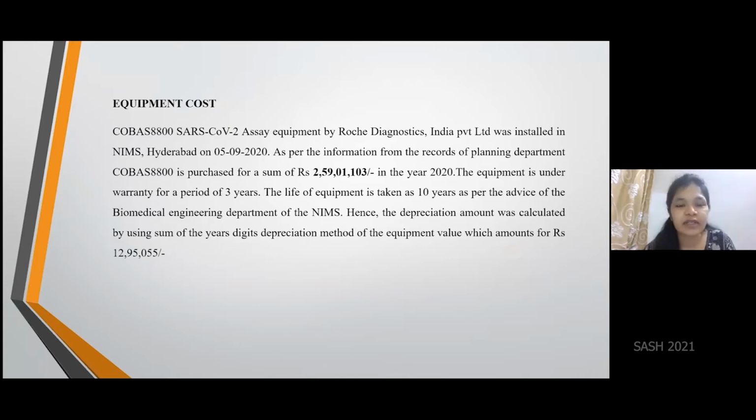Here comes the total cost of the equipment. The equipment was purchased for the sum of 2 crores 59 lakhs 1,130 in the year 2020. It has a warranty period of 3 years, and taking the life of the equipment as 10 years, the depreciation amount is calculated using the sum of years method of depreciation, which comes out to be rupees 12 lakhs 95,055.